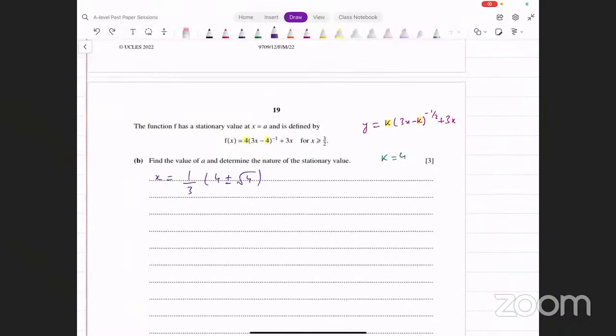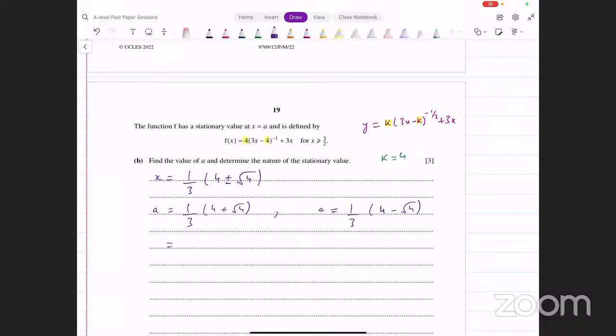Okay, x की ये वैल्यूज आपने फाइंड की हुई. अब उसने क्या कहा है? उसने कहा है x equals a के ऊपर स्टेशनरी वैल्यू, तो इसमें जो x की वैल्यू आपको यहाँ पे आ रही है, that's basically a. So we say a equals either this 1/3 into 4 plus square root of 4, or a equals 1/3 into 4 minus square root of 4.